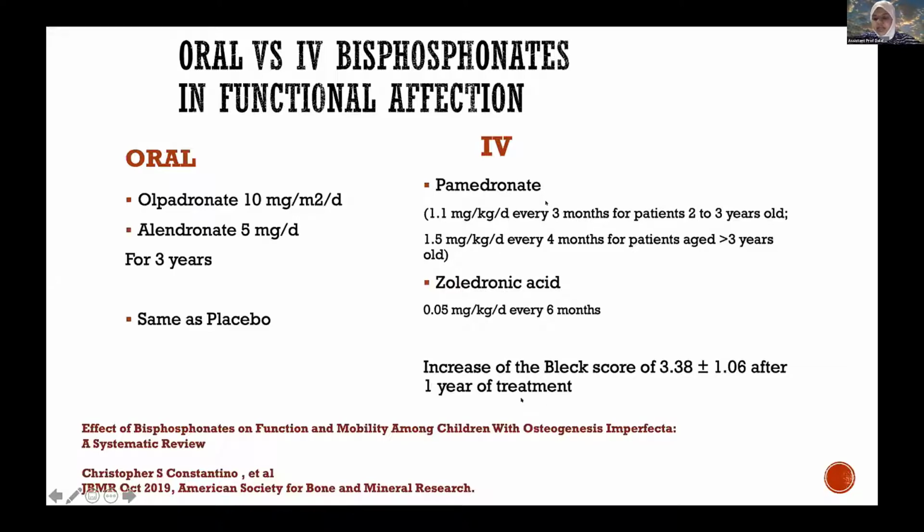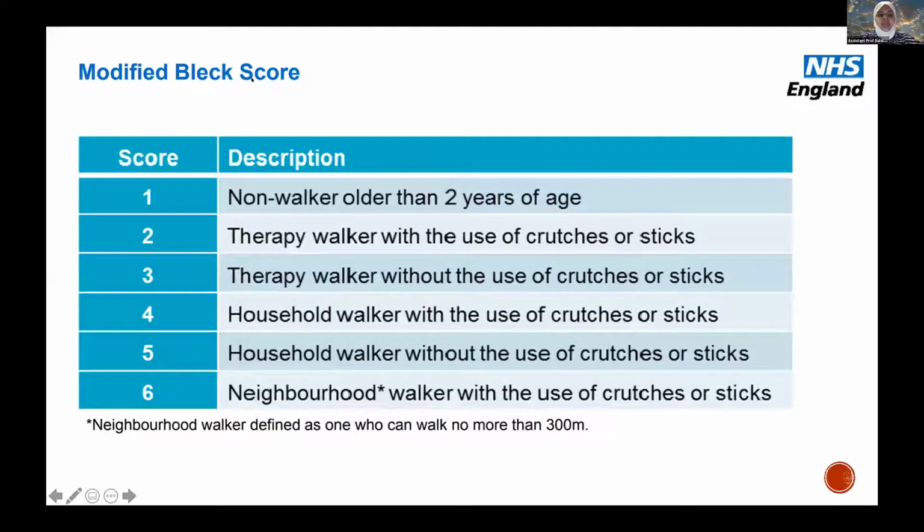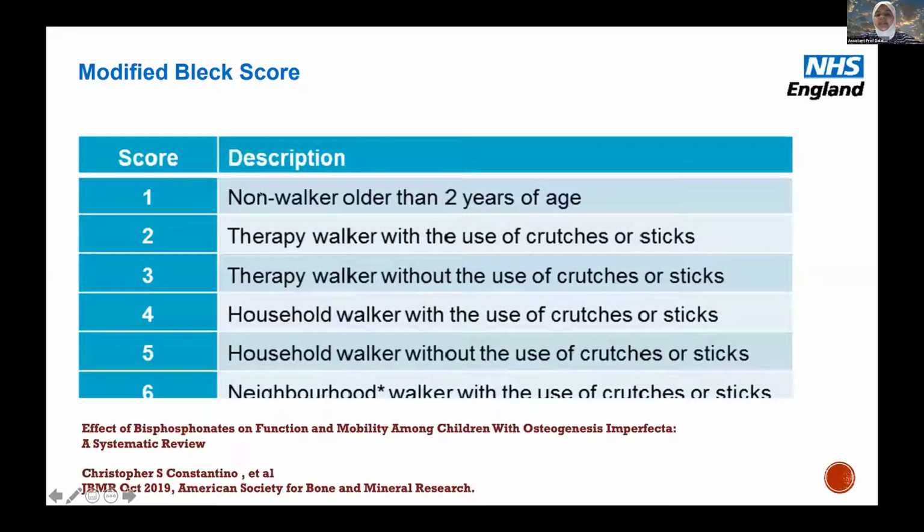So I think that is greatly significant, because what we mean by the Black score is that number 1 is non-ambulators at all, and number 6 are the ambulators in the neighborhood where they can walk around 300 meters. 2 and 3 are ambulators only by therapy and physiotherapy with or without crutches. 4 and 5 are household mobilizers. So if you start with a patient, let's say at the level of 2, and then you improve them 3 steps to a household mobilizer, either with or without crutches, you have improved their quality of life.